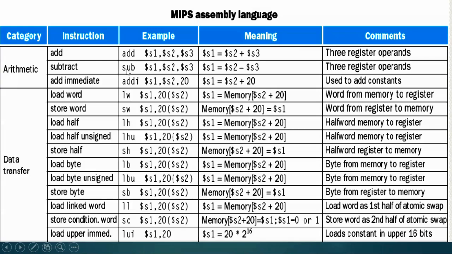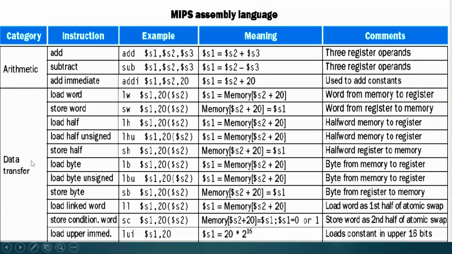Same for subtract. What is the mnemonic you use? sub $s1, $s2, $s3. Here, $s3 is subtracted from $s2 and the result is stored in $s1. Same as before, three register operands. Then add immediate, where you add a constant. What is the difference between add and add immediate? In add you use all registers, whereas in add immediate you use one constant value. Here, $s2 is added with 20, a constant value, and the result is stored in $s1. So this is about arithmetic.